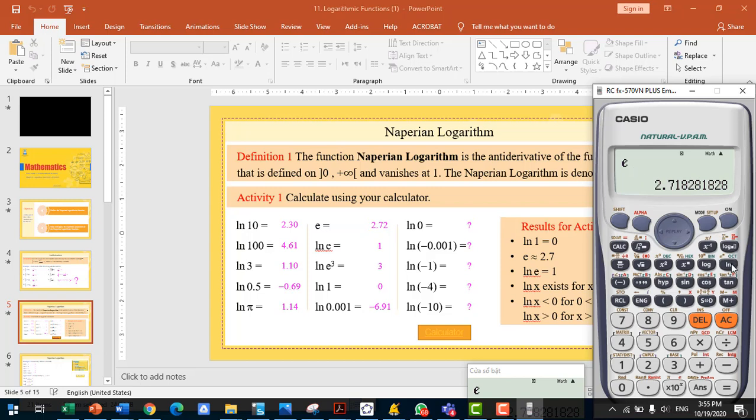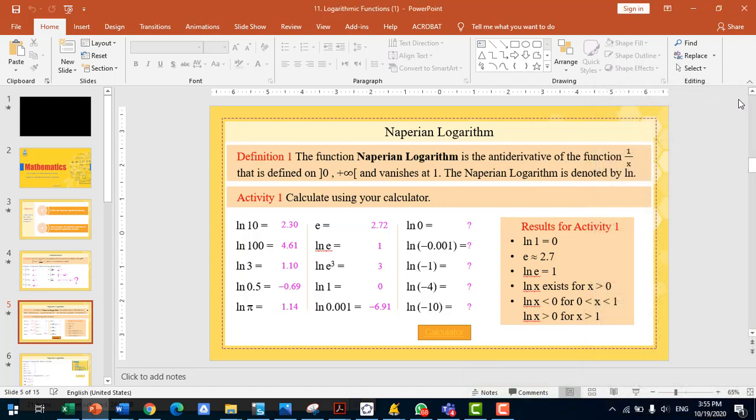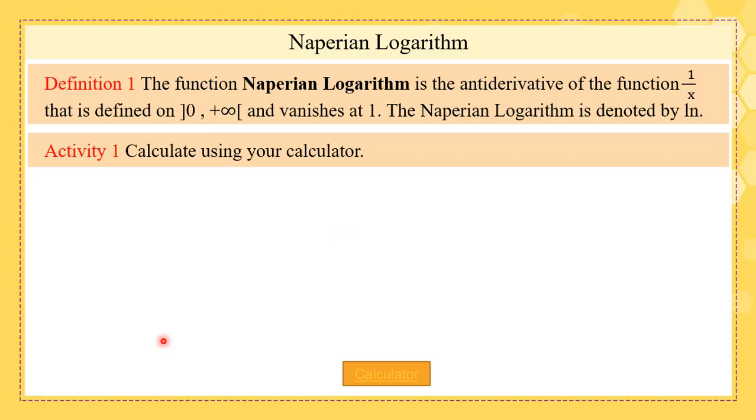Now if I want to calculate, for instance, ln of e, this is e, close parenthesis, this is equal to 1. Okay, now let's go back to our activity. Please use your calculators to calculate ln 10.